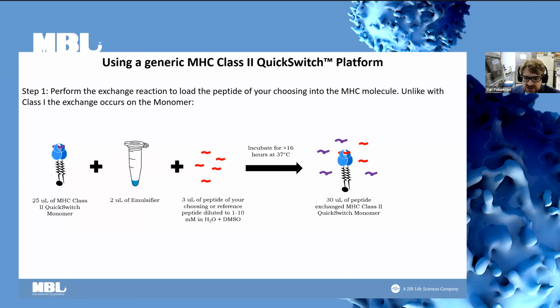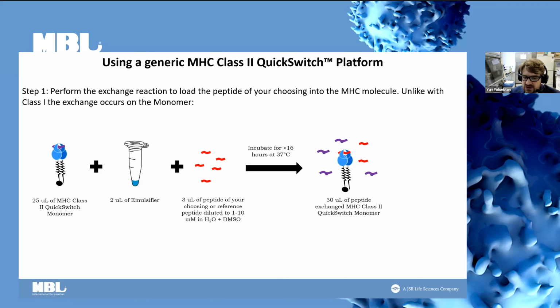To minimize tetramer aggregation for some of the more hydrophobic peptides, we do not recommend using more than 100 micromolar of peptide in the final reaction volume. But some tested peptides, like the CLIP that's provided in the kit, can be used even at a 1 millimolar level in the final reaction without any adverse effects. Unlike the Class 1 kit, you're going to have to incubate this exchange reaction for at least 16 hours at 37 degrees.